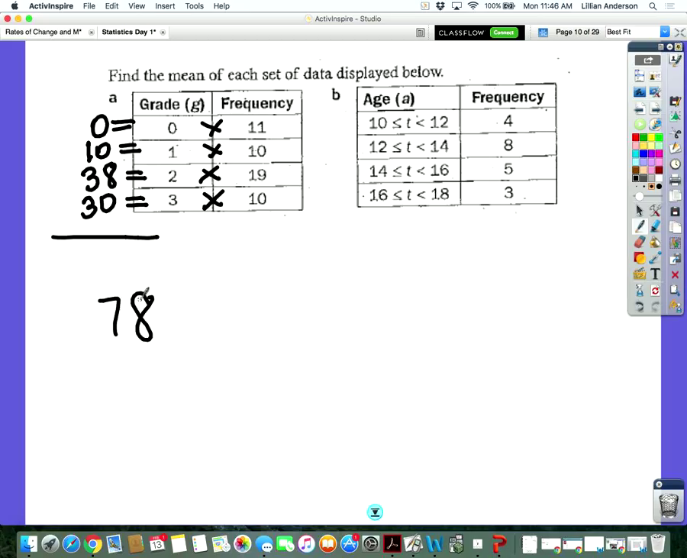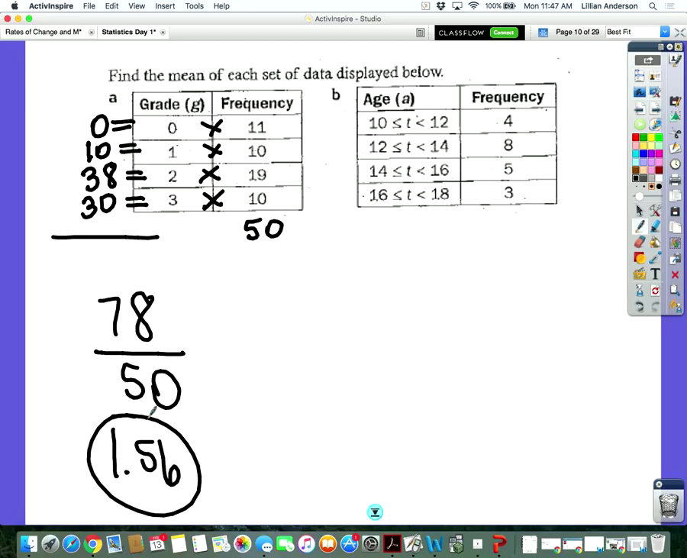That's your numerator. Now you have to divide it by n. N represents the number of pieces of data that you have. In a frequency table, that is your total frequency. So what is 11 plus 10 plus 19 plus 10? 50. So that's what you're going to divide by. It's 78 divided by 50, and that is your mean: 1.56. I did that without a calculator.